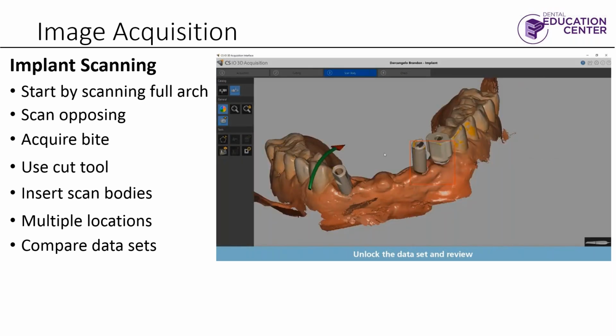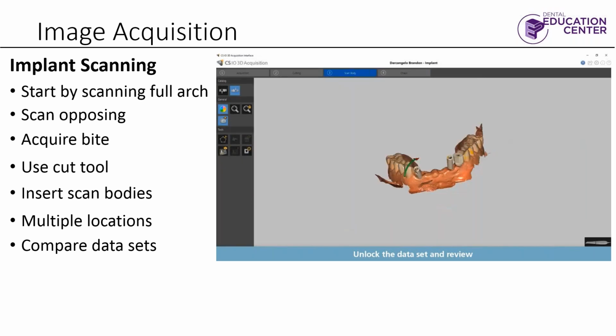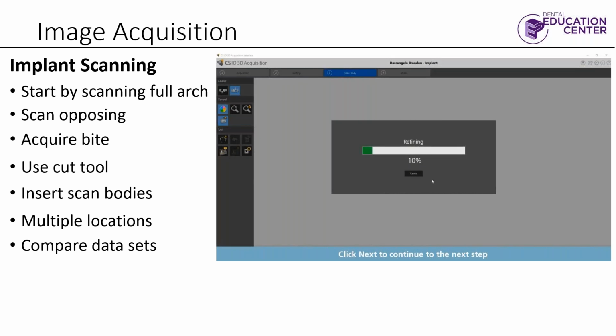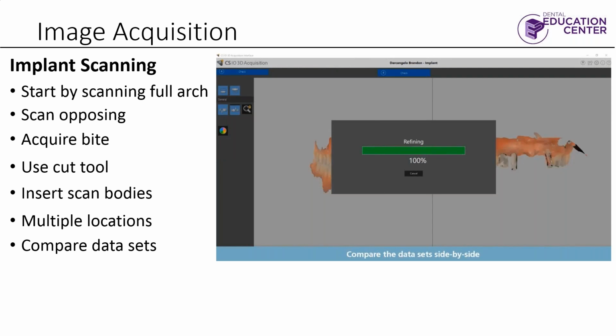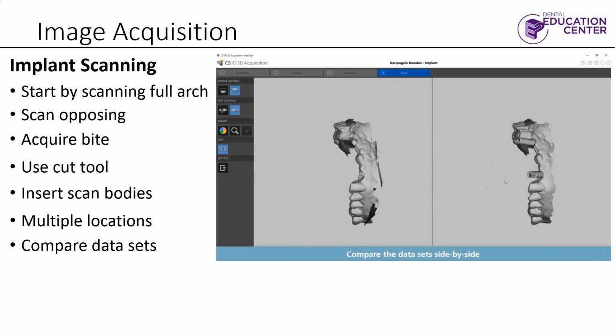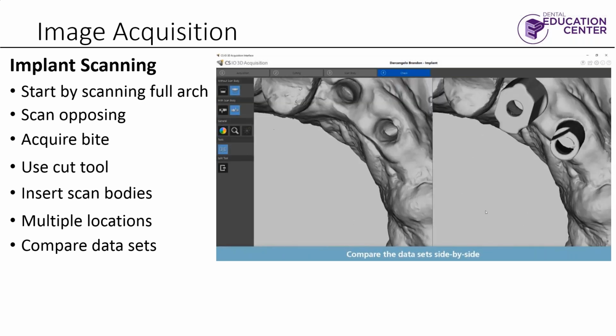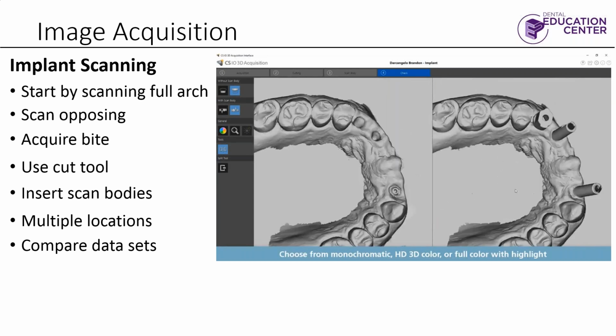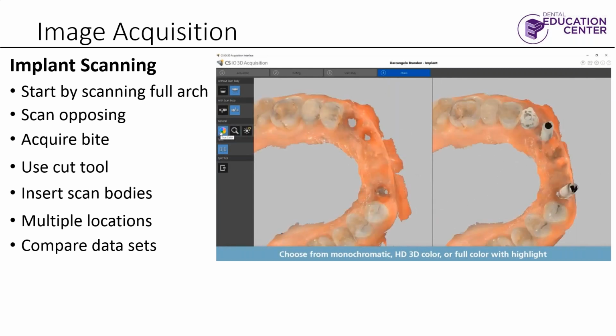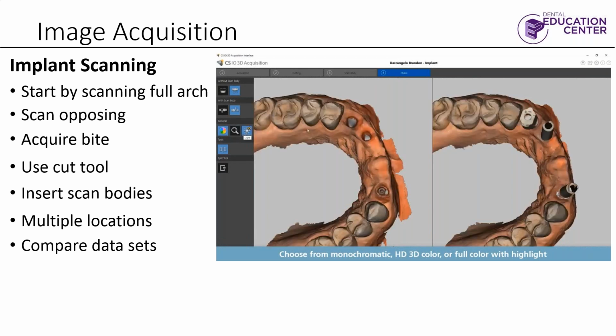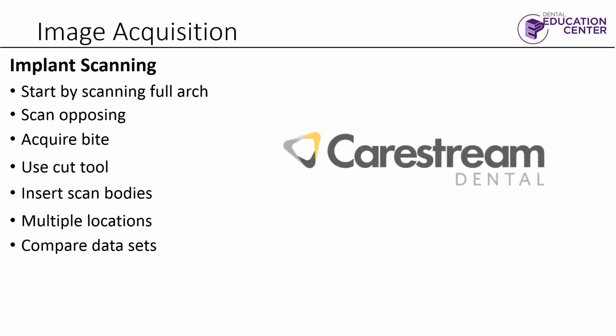And you can see the scan bodies actually give us our X, Y, and Z for the computer. Angulation, depth, size, etc. Go through the refining process. There you go. We have our before, our after, color, high def. And that's done. Then you take that and put it into your design software to design your abutments, or send it off to your lab, and they do it for you.